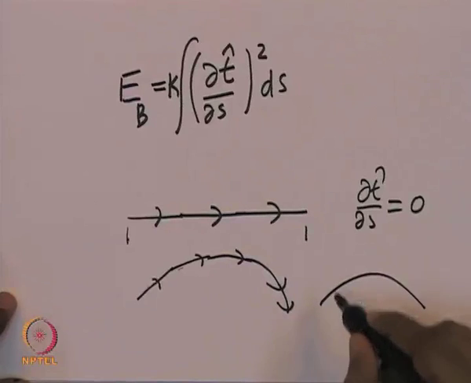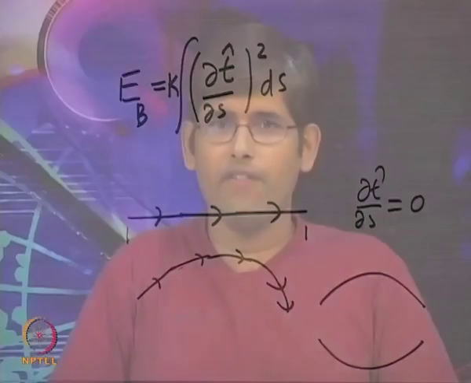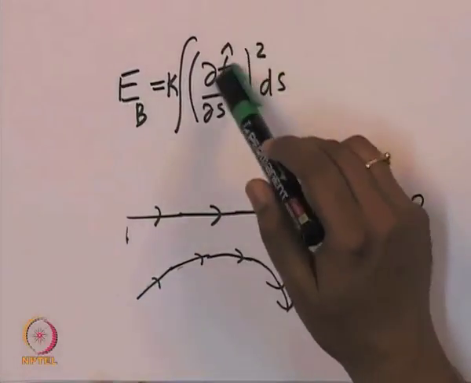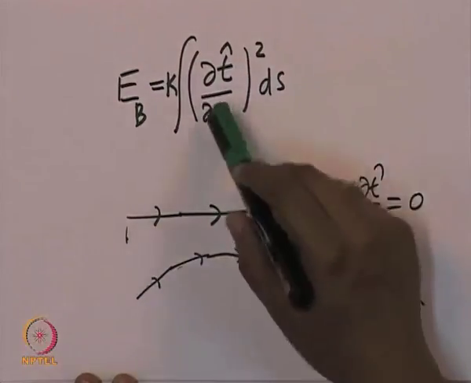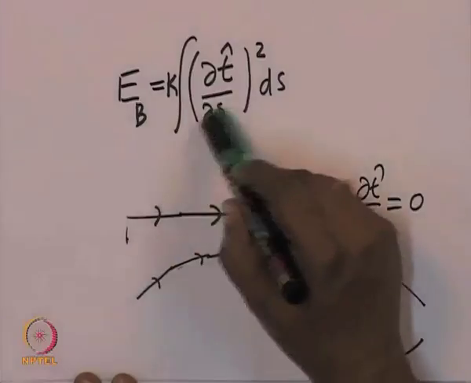del t by del s has a different sign if it is like this or like this, but the energy to bend, if you think of any filament, if you bend this way or this way, it's the same energy. If you assume everything is symmetric, the energy shouldn't depend on which way you bend it. So, we don't want the sign of del t by del s to come into the energy. The simplest way is to square it. So, del t by del s whole square, and this is a curvature basically.